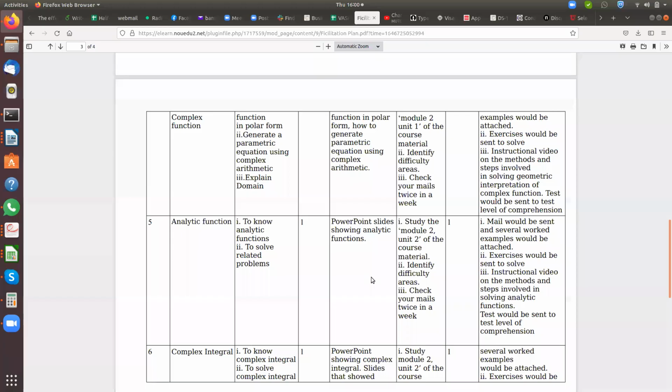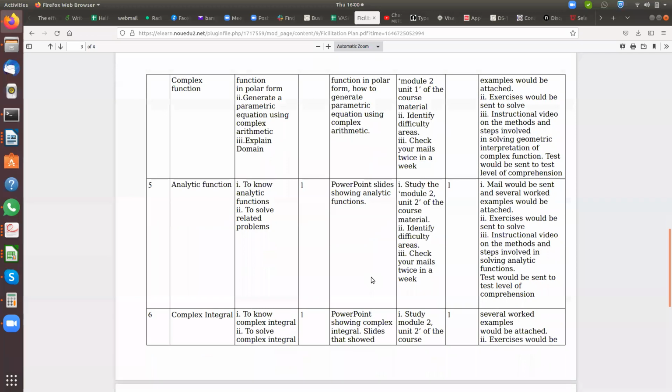So welcome to the fifth week of the facilitation of the course. We are moving gradually to the end of the class. So this week, which is the fifth week of the class, we shall be looking at analytical functions. And in analytical function, we try to see what they are and how to solve problems using those concepts. So that is what we are going to consider this week.